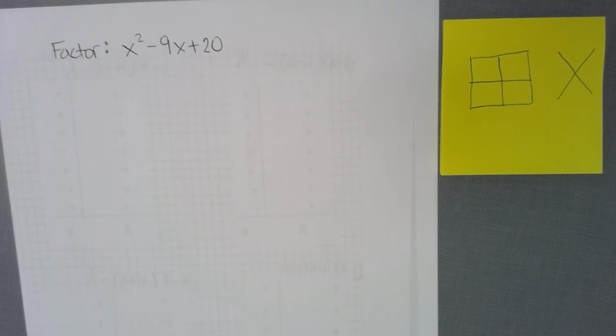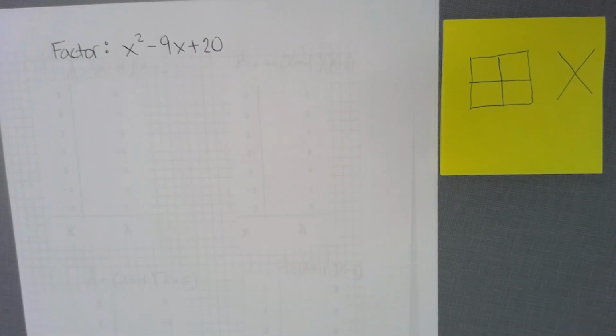Does it have to be a negative? It sure is. Yes. Check this out. When I multiply -5 times -4, what do I get? When I add -4 and -5, what do I get? They both have to be negative, because when you multiply a negative times a negative, you get a positive. When you add negatives, you get a negative. So they're both negative.